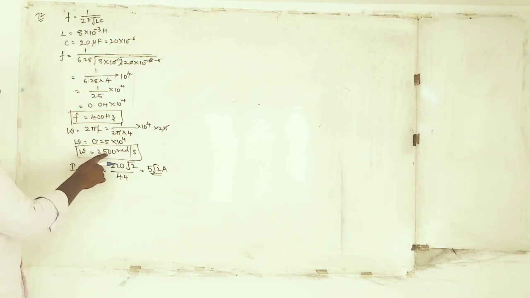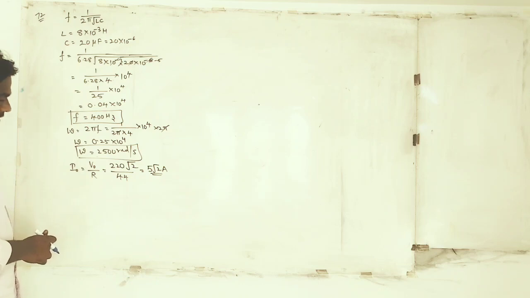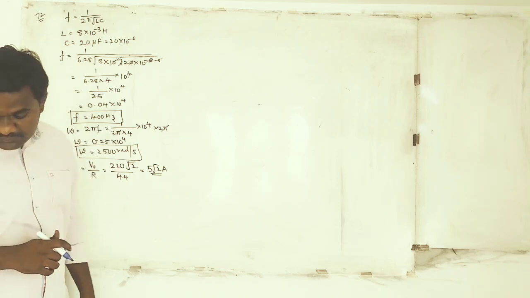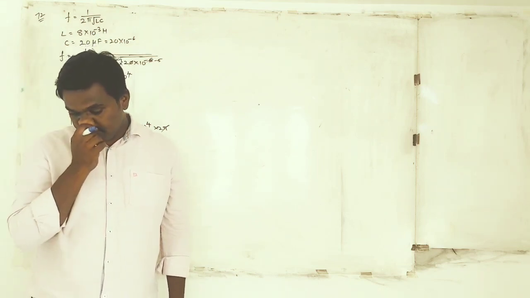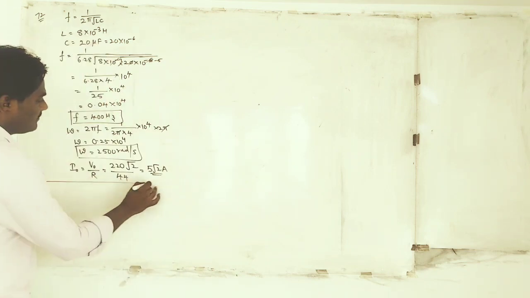So omega is 2500 radian per second and current is 5 root 2 ampere. Your answer is Option A. Okay. The next question number 73.